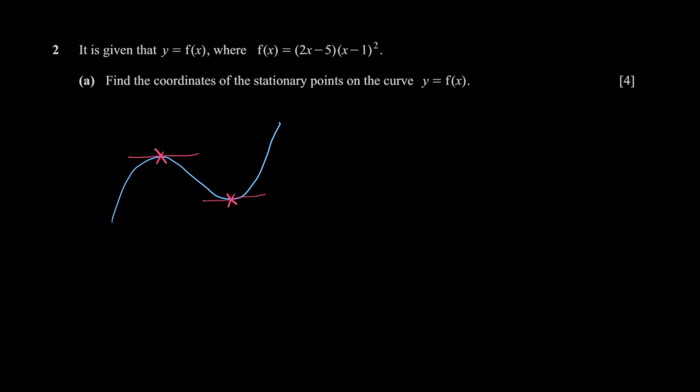So we refer to these as stationary points, right? Stationary points. And that's where dy/dx is equal to 0. So essentially what we're being asked to do is to differentiate this function and find when it is equal to 0, okay? When the derivative is equal to 0. Okay, so how are we going to differentiate this?